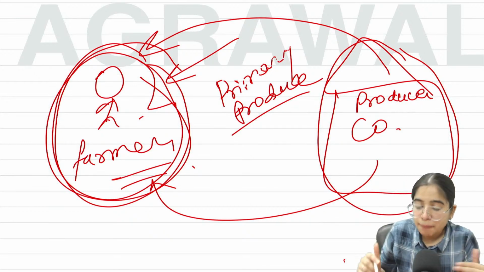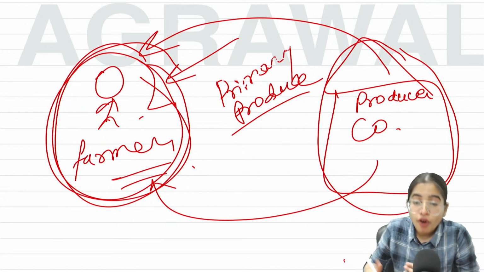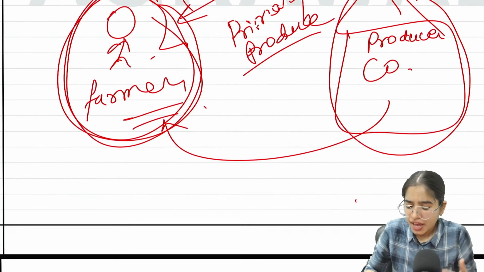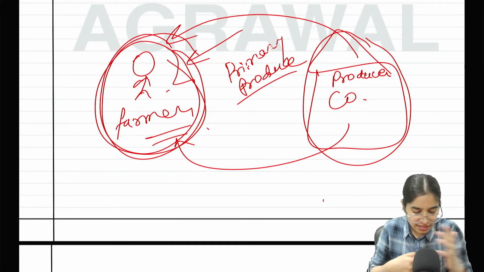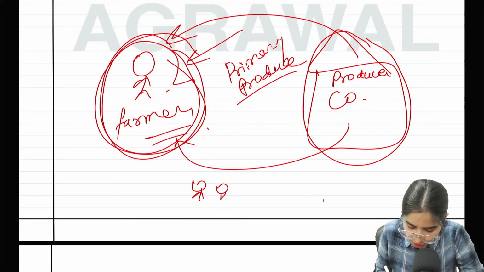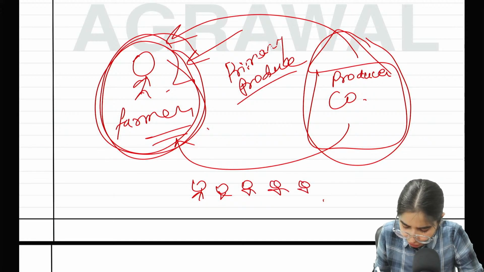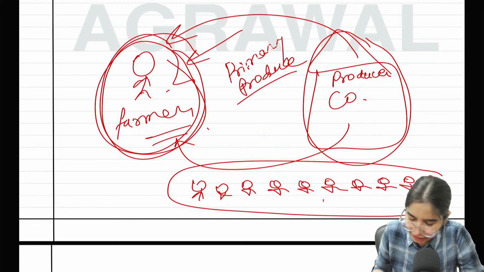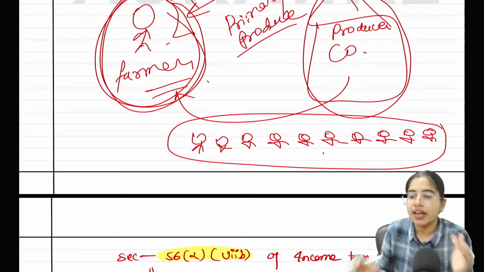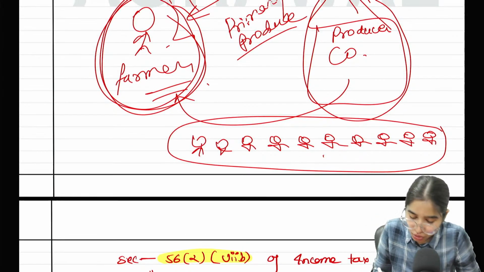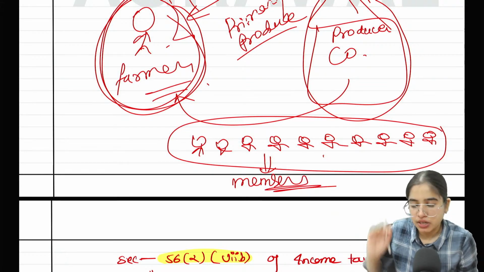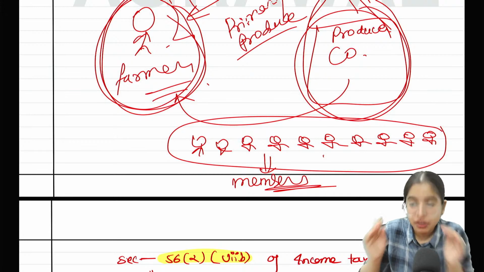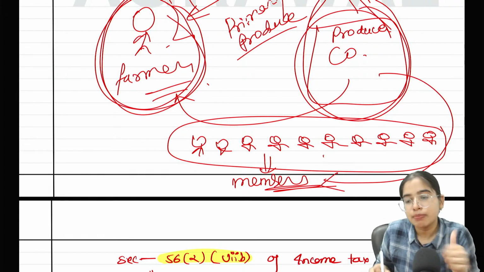There is a proper chapter in the Companies Act 2013 for forming a producer company, and basically this producer company will benefit only its members. So let's say these are 10 farmers. They have joined together and they have formed one producer company. So these people will be called members of this producer company, and this producer company will work for the benefit of its members only.